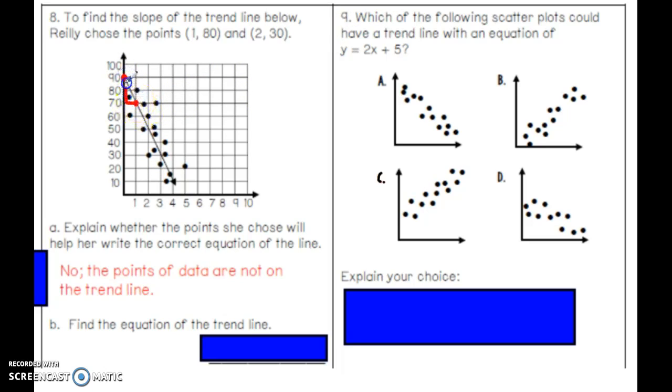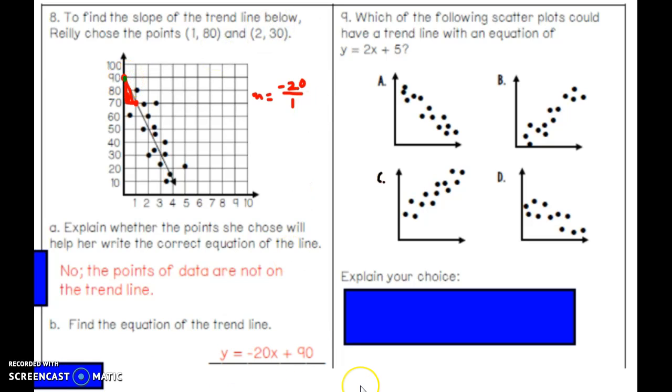So that looks like a negative, let's see, 10, 20 for our slope. And it looks like we're just going to have a run of 1. So we've got -20 for our slope. We've got our y-intercept. It looks like it's crossing at 90. So if we put that together, y = -20x + 90.